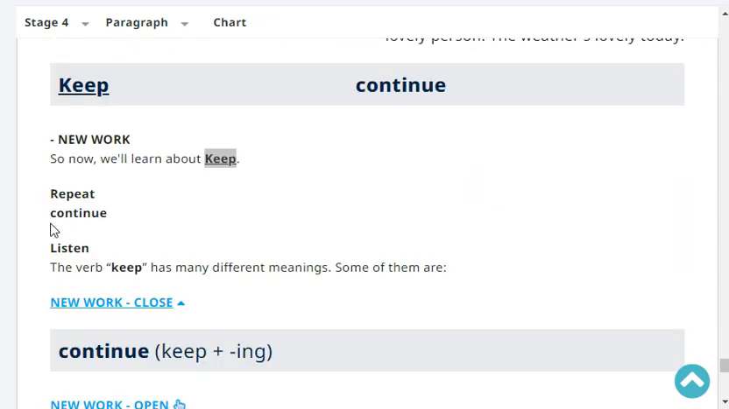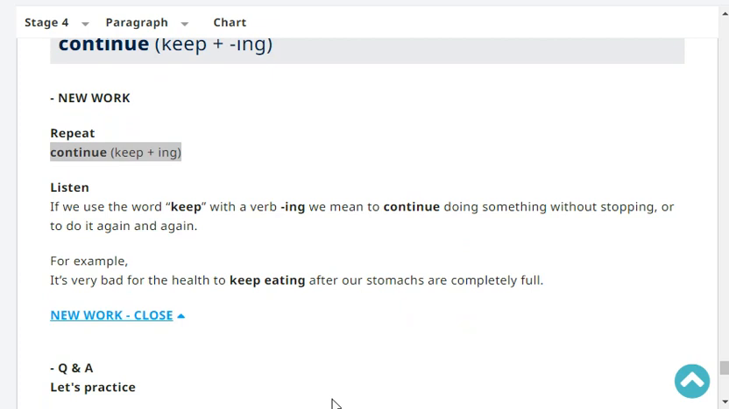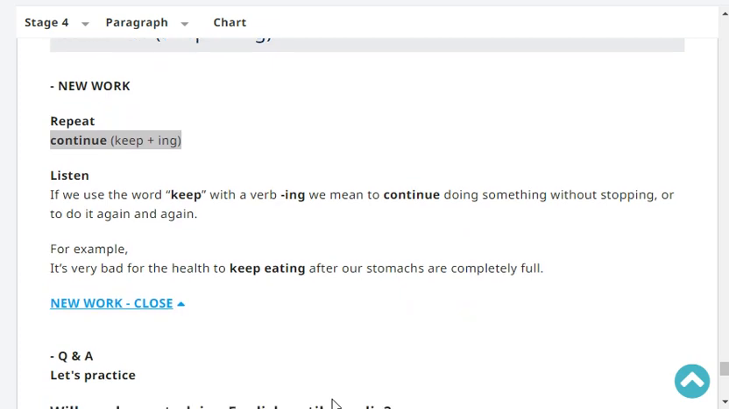Keep. Very good. Okay, repeat. Continue. Continue. Very good. Okay, listen. The verb keep has many different meanings in English. Let's start with the first one. Continue, keep plus ing. If we use the word keep with a verb with the ing, like a gerund, we mean to continue doing something without stopping or do it again and again.